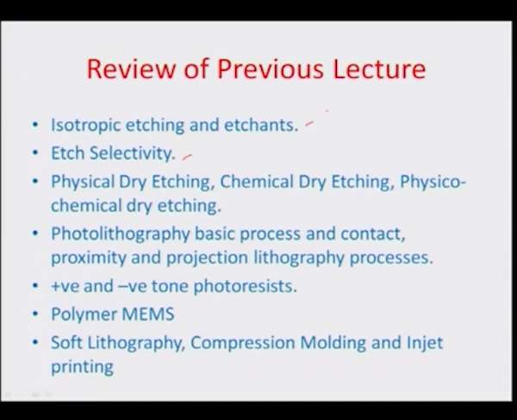We also described photolithography, the basic process of mask aligning with a wafer which is coated with a photoresist, and then we described different types of lithography like contact, proximity and projection lithography processes. We discussed positive and negative tone photoresists and how they would cross-bond in the case of negative and debond in the case of positive to basically create features and structures on the surface.